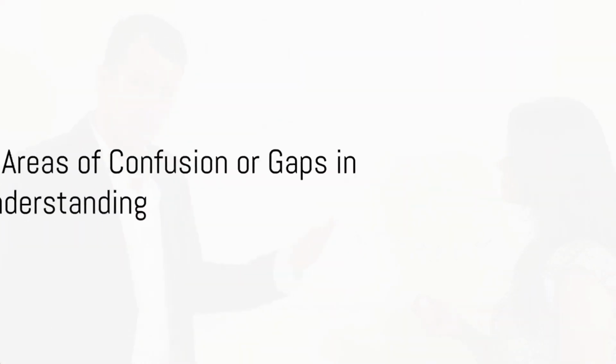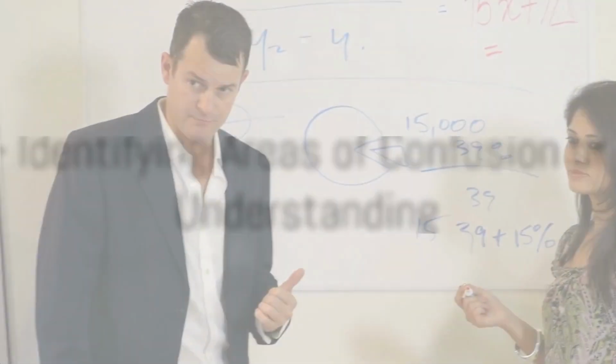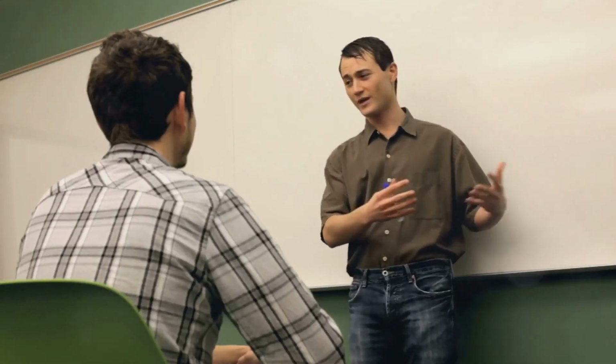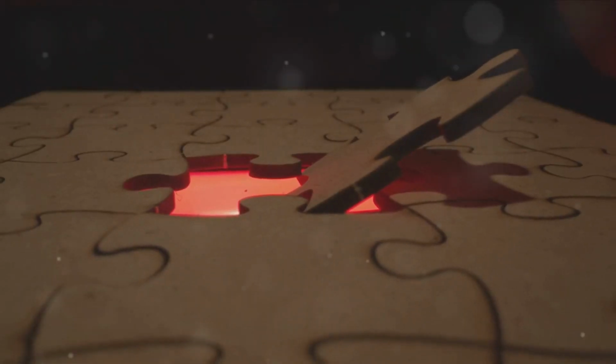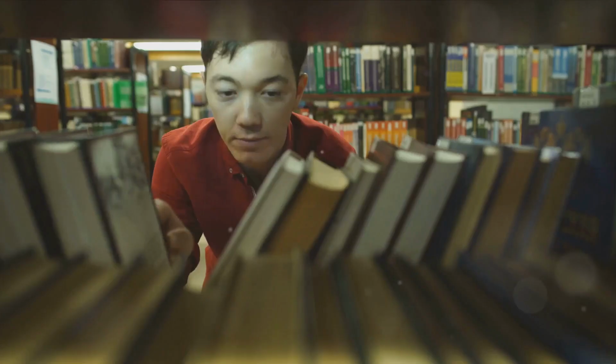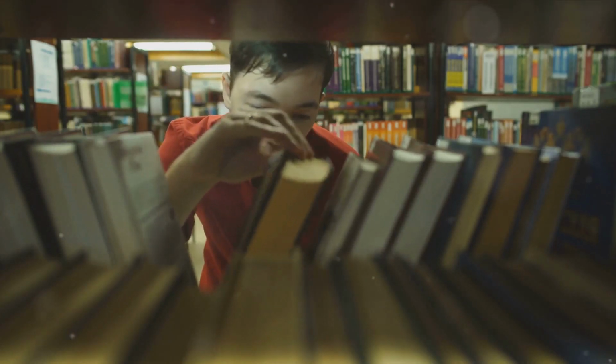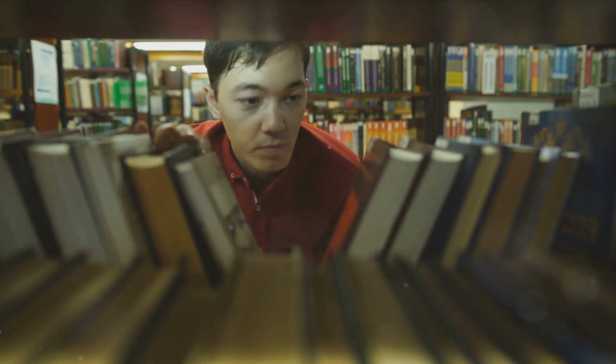Next, identify areas of confusion or gaps in your understanding. This is the third step. As you try to explain the topic simply, you'll likely find parts that are difficult to convey. These are the areas where your understanding is lacking. It's a signal to go back to the sources, to delve deeper, to fill in the gaps.